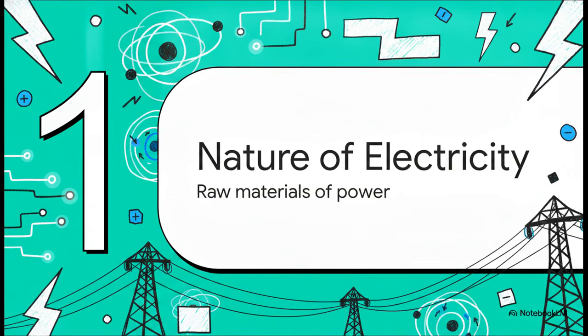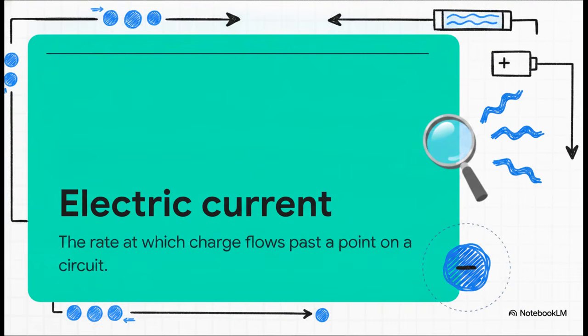All right, part one, the nature of electricity and the raw materials of power. Before we can even think about building a circuit, we gotta understand what's actually flowing through it. We define electric current simply as charges in motion. Basically, it's just the rate at which charge flows past a specific point. You can kind of think of it like water flowing through a pipe. But for this charge to actually move, it needs a push, right? And that push happens whenever voltage is applied.